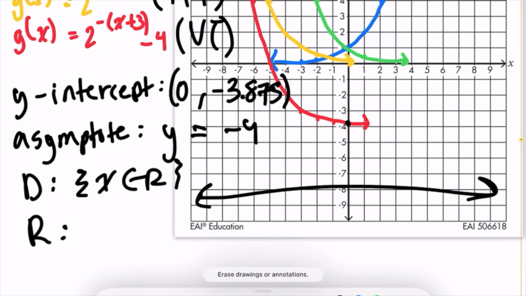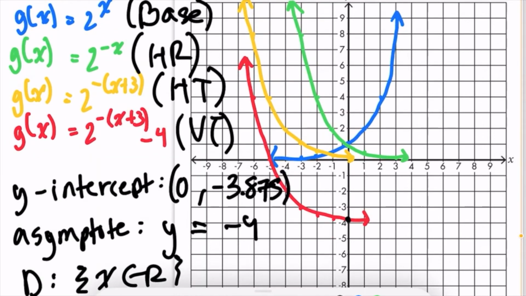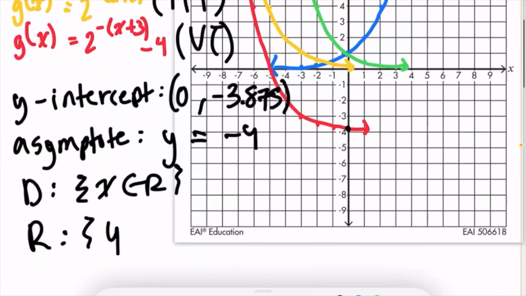The range, however, in this case, will go from y equals negative 4, well, not totally there, but it'll always go infinitely closer to y equals negative 4, never hitting there, all the way up, infinitely upwards as well. And so it'll be y is an element of all real numbers such that y is always greater than negative 4.